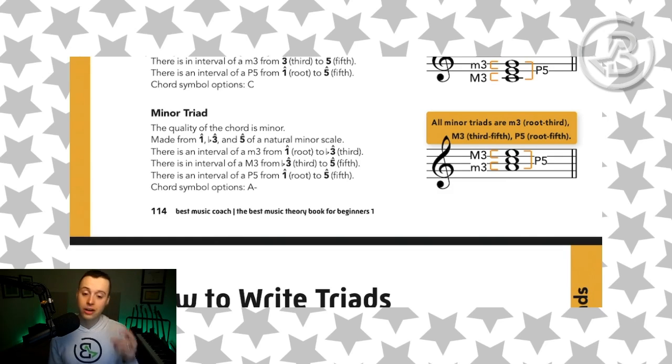scale. There's an interval of a minor third from root to third. We can also think of that as scale degree 1 to scale degree flat 3 if you want to think about it as a scale. And there's an interval of a major third from the third to the fifth, or scale degree 3 to scale degree 5 if you're thinking about it like a natural minor scale. And then we have an interval of a perfect fifth from the root to the fifth, or from scale degree 1 to scale degree 5 if you're thinking about it in terms of scales.